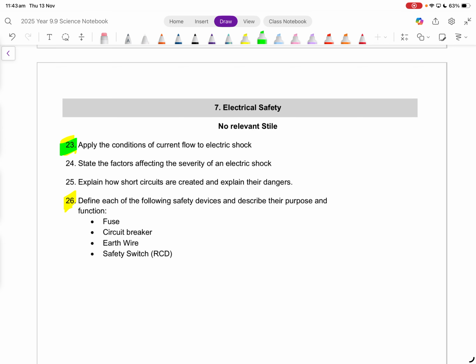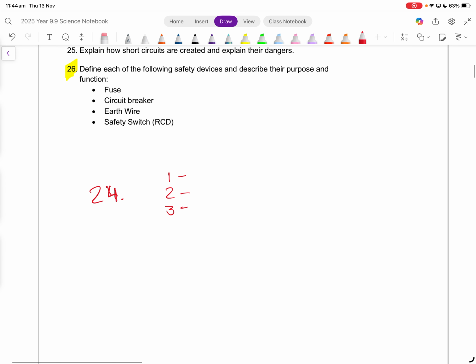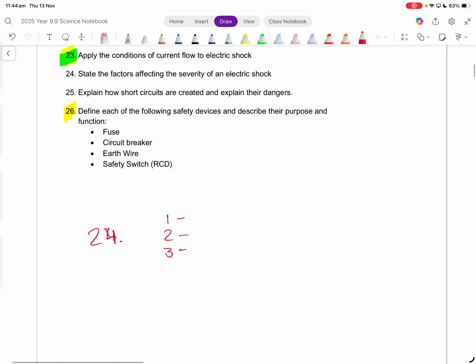Yeah. So, 24, state the factors affecting the severity of an electric shock. Now, for 24, I'll just do it down the bottom here to save us a little bit of time. There are 3 main factors that we need to know about. This was from Miss Rogers' lesson earlier on last week. Does anyone remember what are the 3 factors that affect the severity? Do you want to give me the first one? Like the time spent. Great, okay.